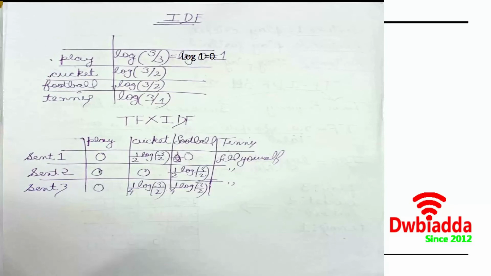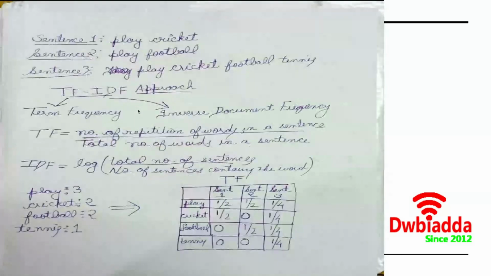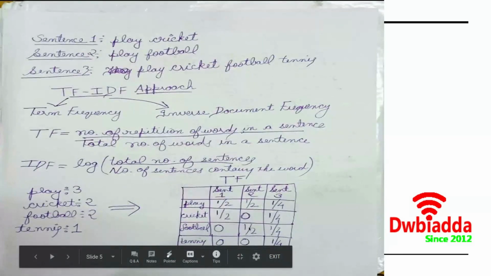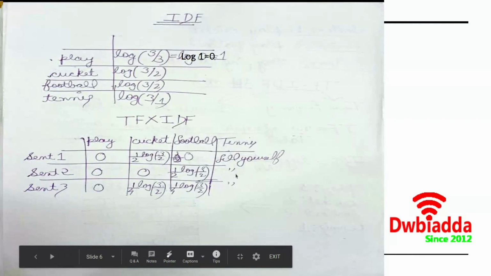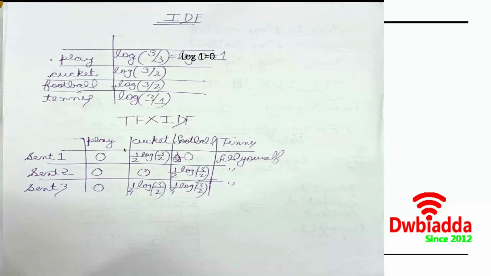Similarly, for sentence 2, if you consider play, play has an IDF of 0. So 0 would be considered. And then cricket does not appear in sentence 2, so again 0. Football does appear, so it's 1 by 2 multiplied by log 3 by 2 over here. So football in sentence 2 is 1 by 2 log 3 by 2, and similarly you could calculate for tennis. So you could fill up this complete sheet, like TF multiplied by IDF. You could go back and check and fill it yourself. So this is how we actually get the vectors over here.